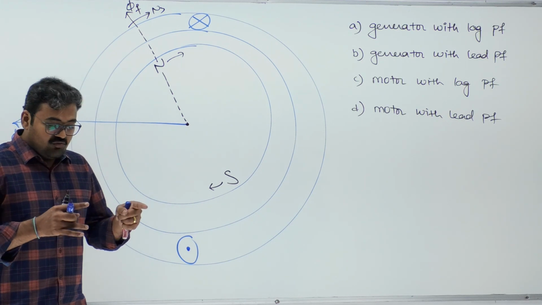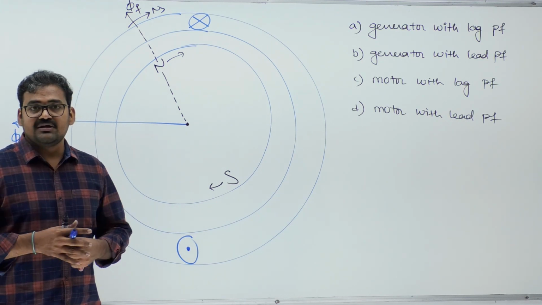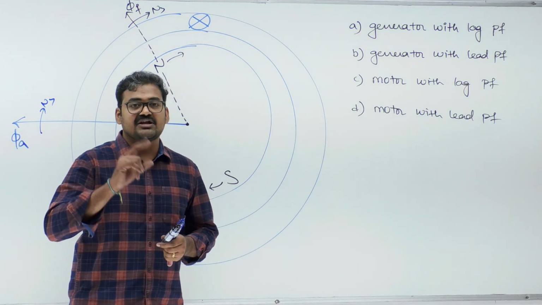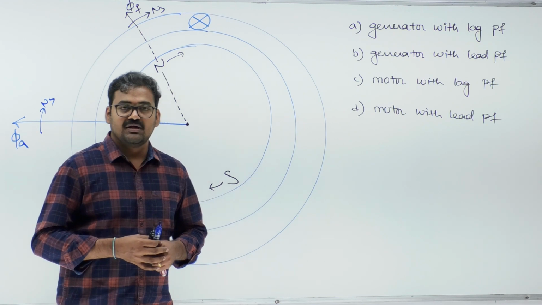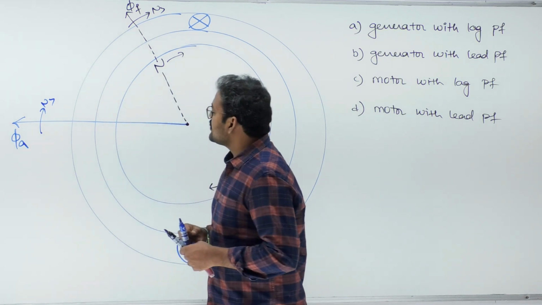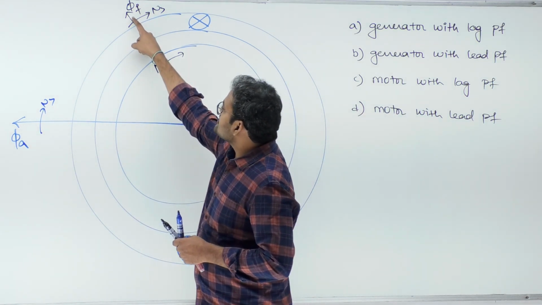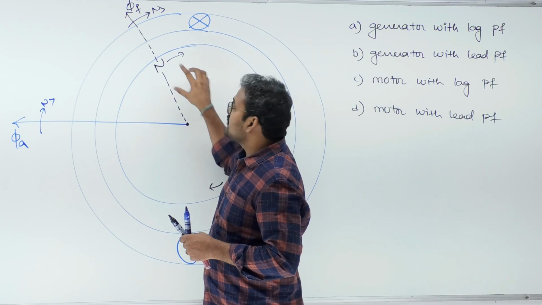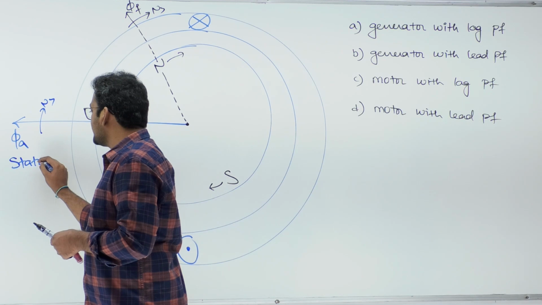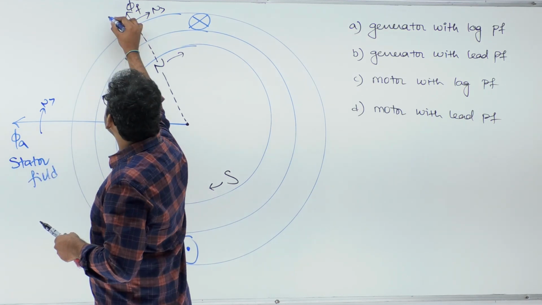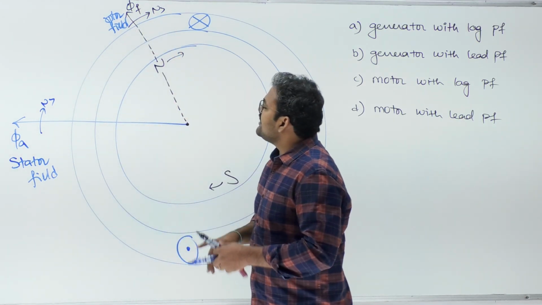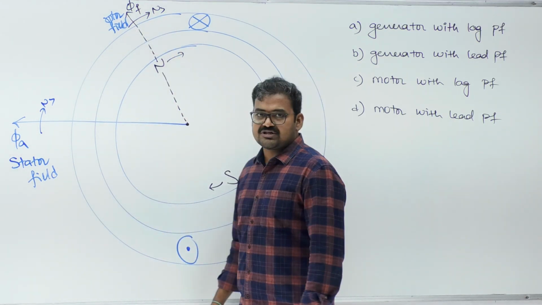If you remember, in one of the earlier classes, I told you already about the movement of stator field and rotor field in generator as well as in motor. Here you tell me which is stator field and which is rotor field. We know field flux is nothing but the flux developed by the rotor. Therefore, this is rotor field, this is stator field, right? And if you understand the direction of rotation, definitely both fields are rotating in clockwise direction.